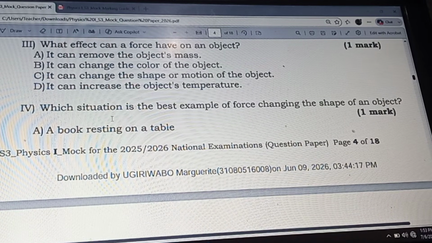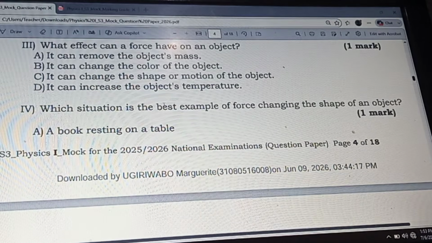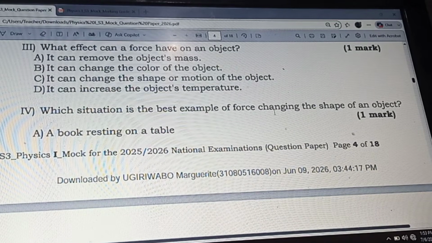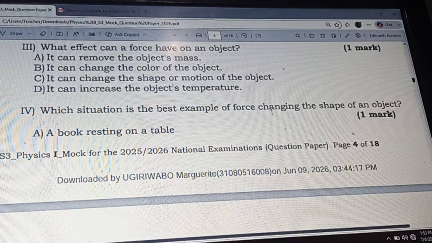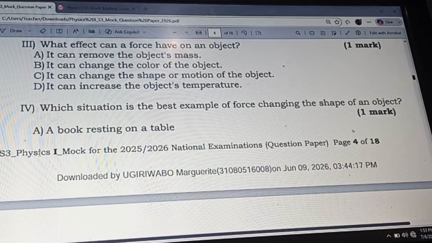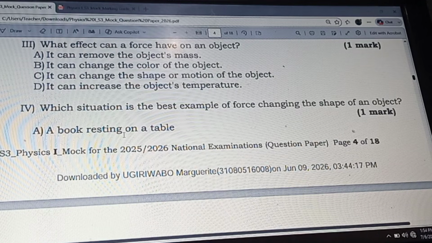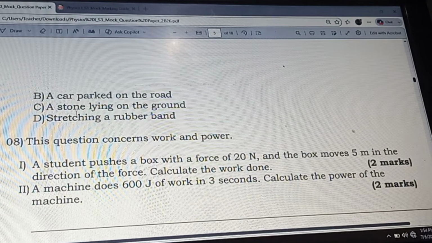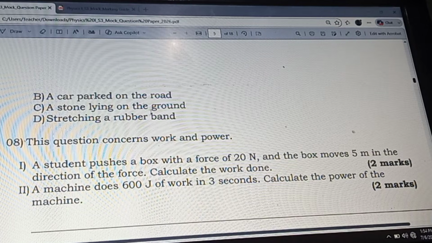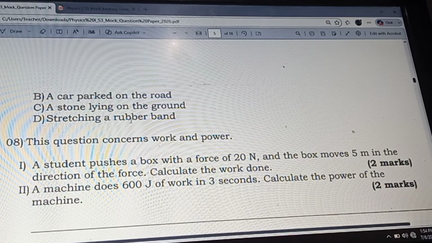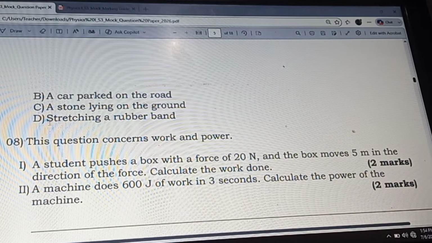IV. Which situation is the best example of force changing the shape of an object? A. A book resting on a table? No. B. A car parked on the road? No. C. A stone lying on the ground? No. D. Stretching a rubber band? Yes, this is the correct option.